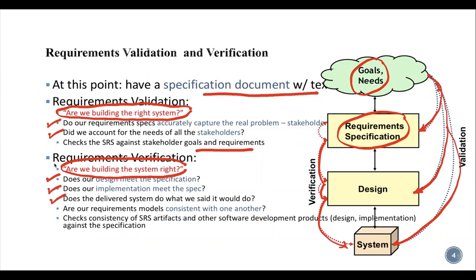Are our requirement models, which we came up with during the analysis phase, consistent with one another or not? If they are not consistent, this can be detected during the verification phase. That means we need to check consistency of the SRS artifact and any other software development products, including design and implementation, against the specifications that have been determined and provided during the analysis and specification phases.